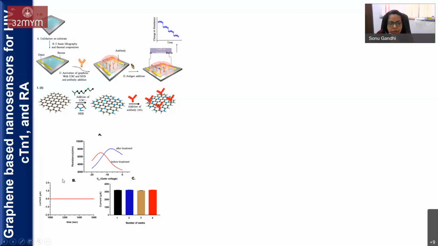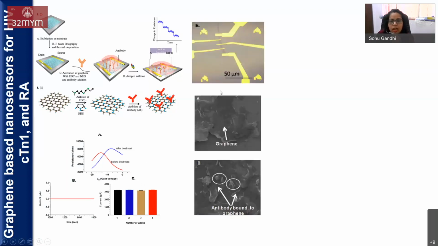When we were using the gold, there was no response we were finding while adding the antibodies. Which means that the current which we were getting was very specific, and we have tested the stability of the device by keeping it for 4 weeks, and the device was quite stable at room temperature. And then we have done some characterization.